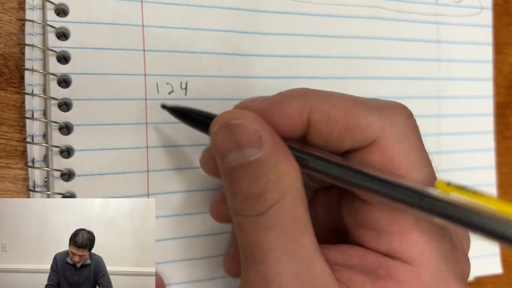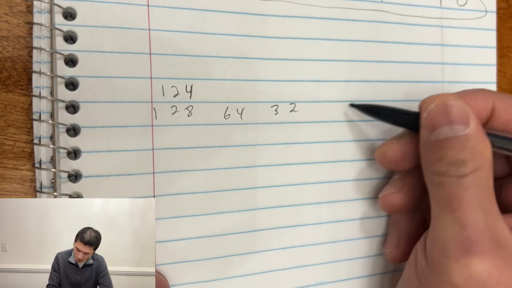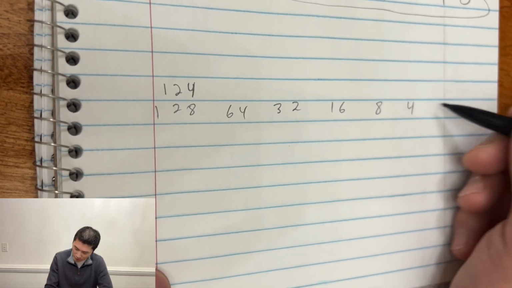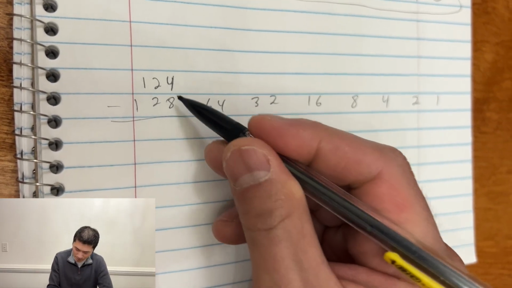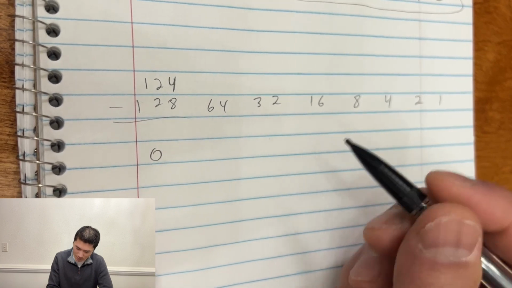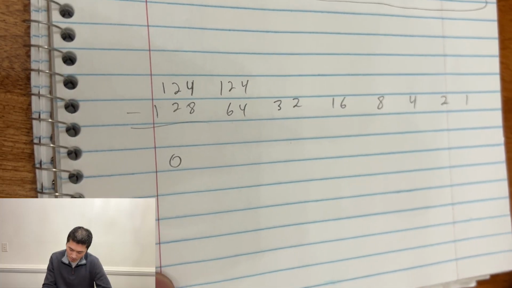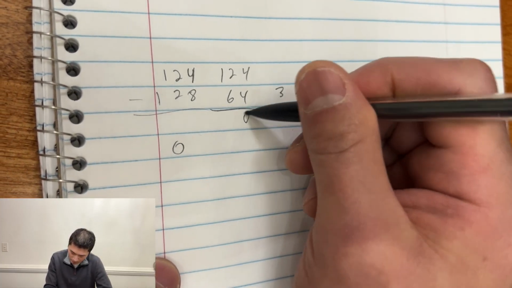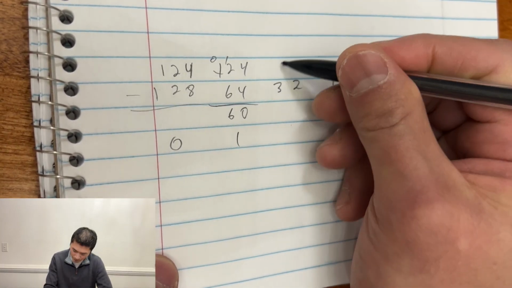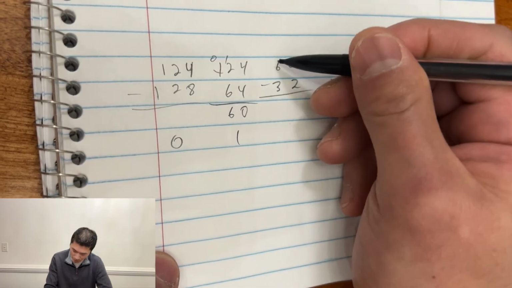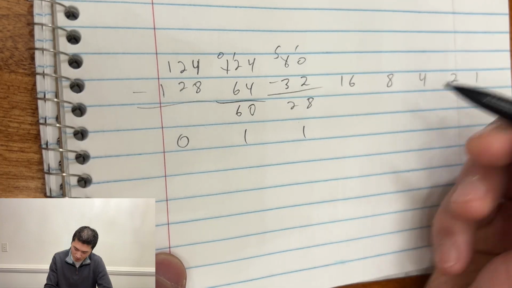Alright, and we'll do one more here. 124. So you take your 128, 64, 32, 16, 8, 4, 2, and 1. So 124 is smaller than 128, so this is a 0. 124 minus 64 is 60, so that gets a 1. 60 minus 32 is 28. That gets a 1.